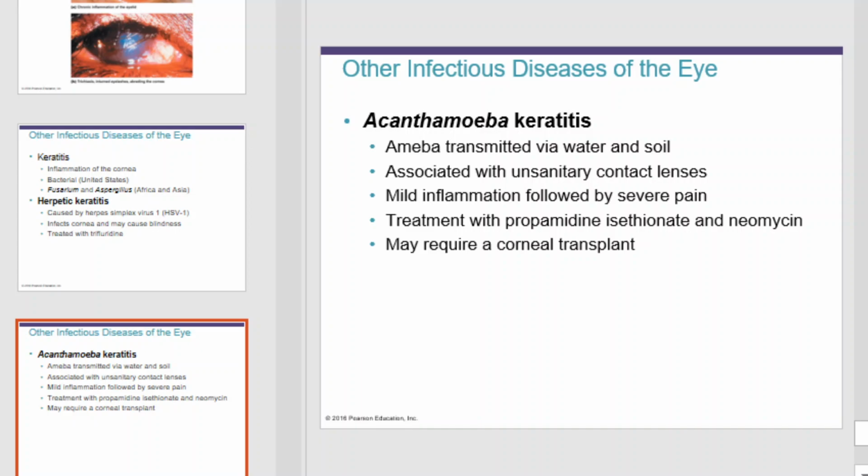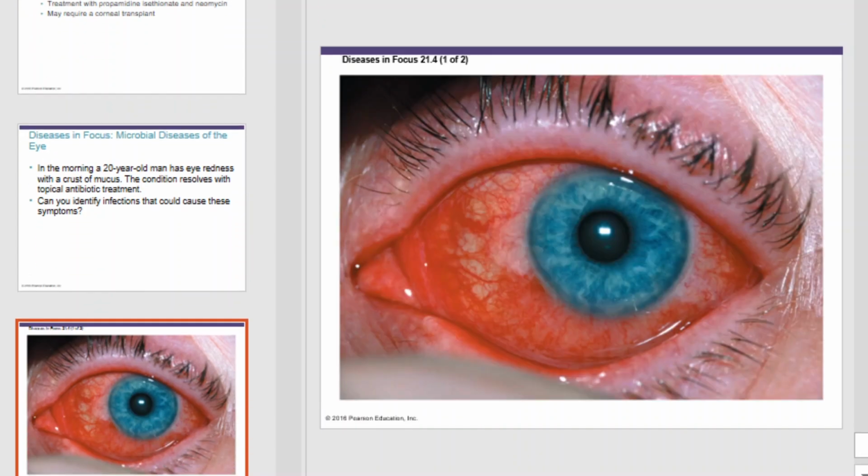Acanthamoeba keratitis is a form of keratitis that can be contracted from contact with contaminated water and soil. Acanthamoeba keratitis is associated with unsanitary contact lenses and causes mild inflammation followed by severe pain. It may even require a corneal transplant. This is the disease keratitis of the eye. This concludes our coverage of skin and eye diseases.